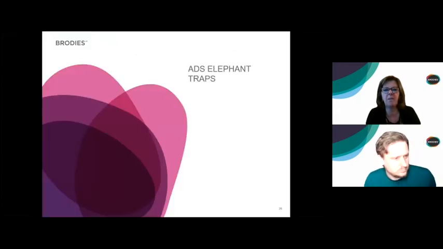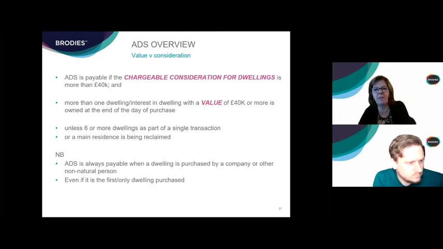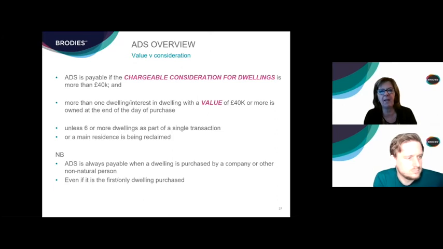Okay, moving on to some ADS elephant traps. And first of all, a quick recap on some of the overall ADS points. ADS is payable if the chargeable consideration for dwellings is more than 40k. So if you're paying more than 40k for dwellings, and it might be more than one dwelling, if it was two at 25k, then ADS could come into play.